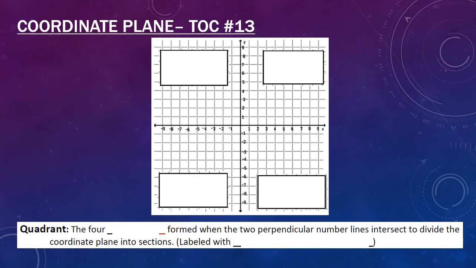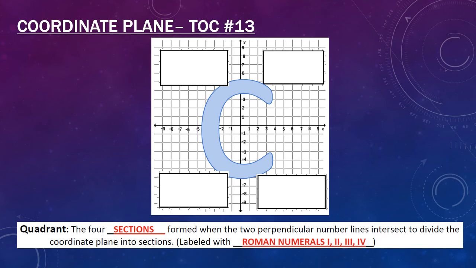All right. We also have to talk about the quadrants. The quadrants, so if you think of the word quad, like if we talked about quadruple or quadrilateral, all of those are things that have to do with 4. So a quadrant represents the 4 sections formed when 2 perpendicular number lines intersect to divide the coordinate plane into sections. And they're labeled with Roman numerals. So that it looks like I, and then 2 I's, and then 3 I's, and then an I and a V. Those are Roman numerals. And that stands for 1, 2, 3, and 4.